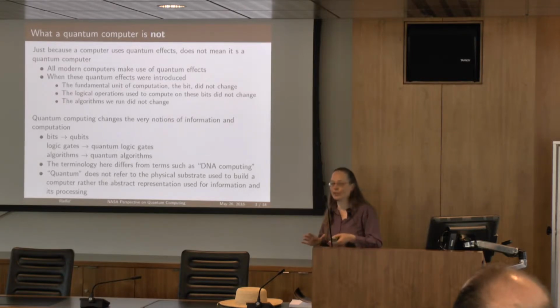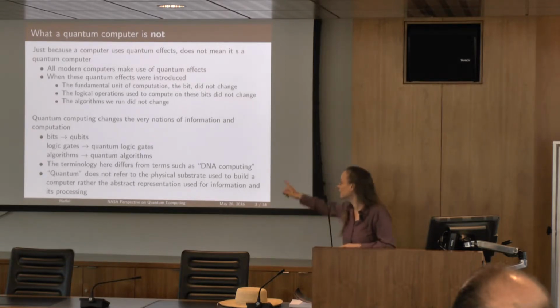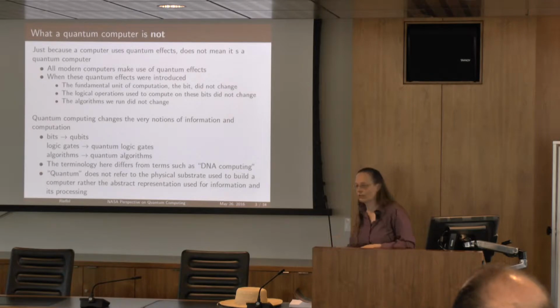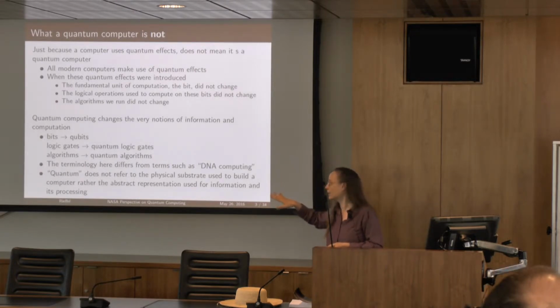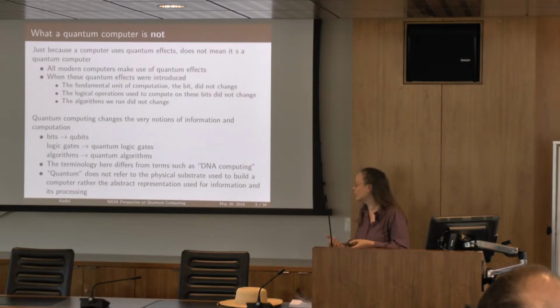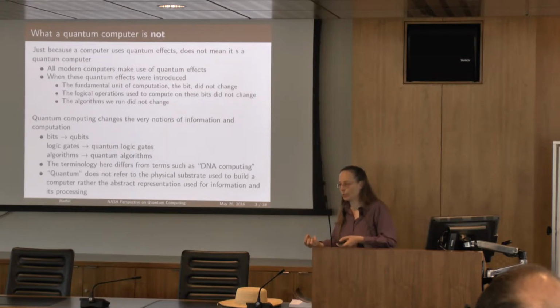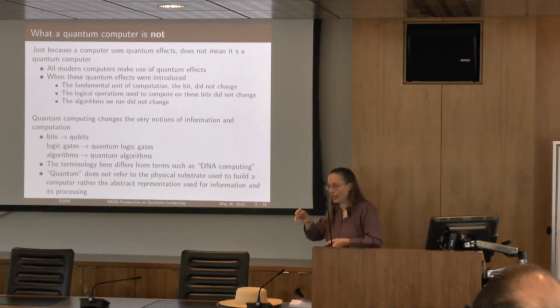So most of us could just sit here agnostically and program the way we used to, and it was completely transparent to that. Quantum computing changes the very basic notions of what we mean by information and manipulating information. So you go from bits to qubits, and we'll talk about what those are in a little bit. We go from logic gates to quantum logic gates, and from algorithms to quantum algorithms. And I want to emphasize that the terminology here differs from such terms as DNA computing, where DNA computing is talking about the substrate you're computing on, whereas here we're talking about a fundamental difference in what we're thinking in the abstract model of what information is and how you manipulate it.